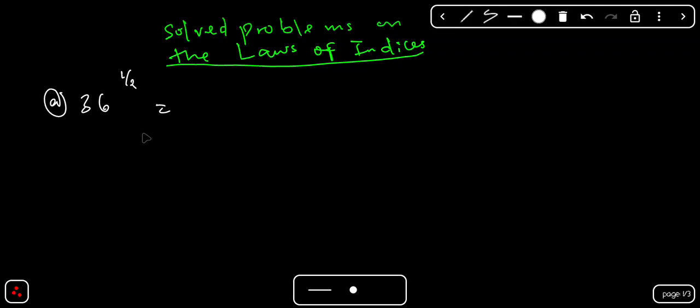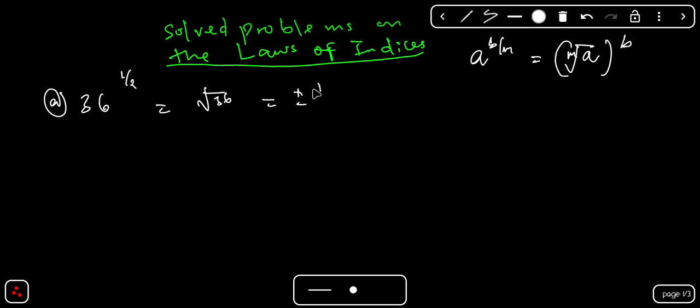From a previous video, I already talked about the laws of indices. So in this case, what are we using? I said if we have a raised to the power of b over m, this is equal to the mth root of a, then raised to the power of b. This means the square root of 36, then raised to the power of 1. Remember, the square root of 36 should give us 6. So we can say this is equal to plus or minus 6, because of the rule that if you take the square root of a number, you have a plus or minus. So the answer is plus or minus 6.